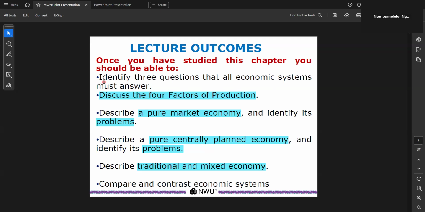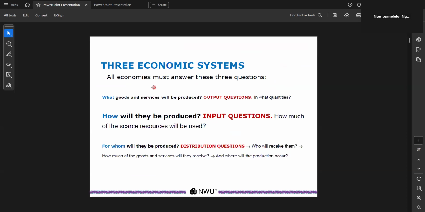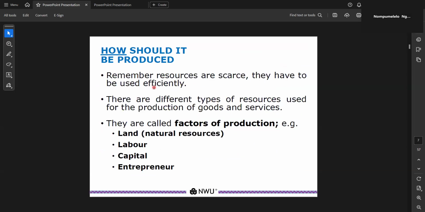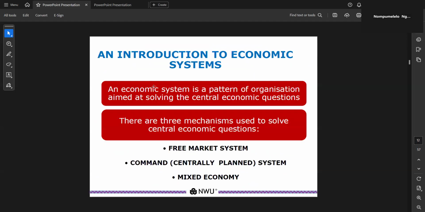First thing they say: once you have studied this chapter, you should be able to identify three questions that all economic systems must answer. And we know these questions: what, how, and for whom.